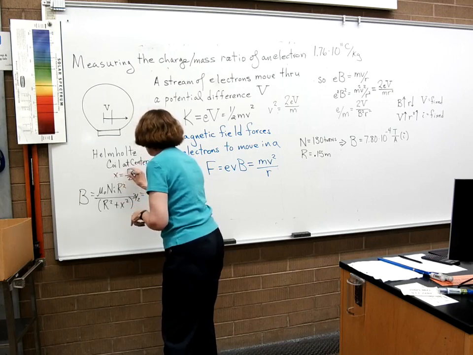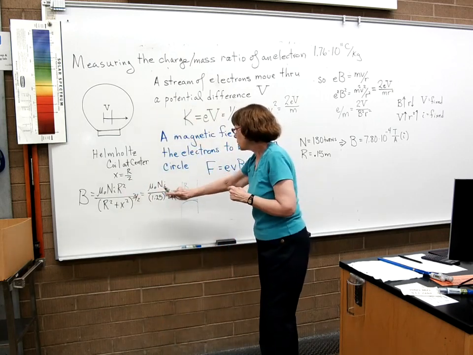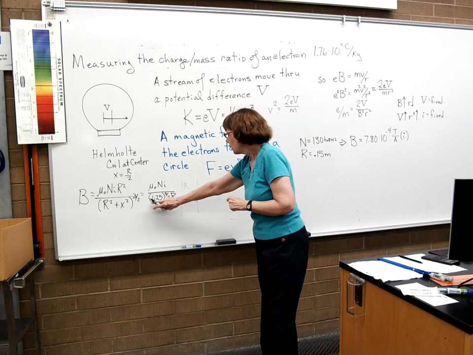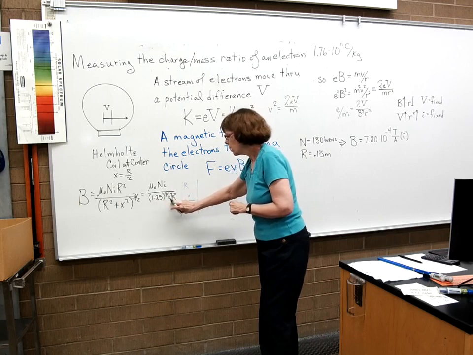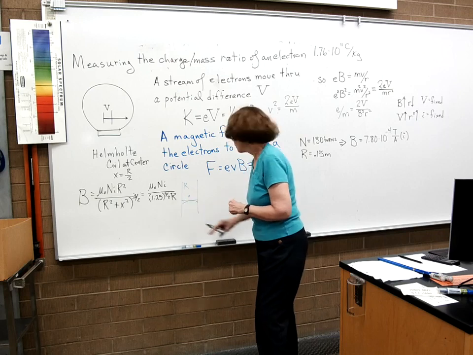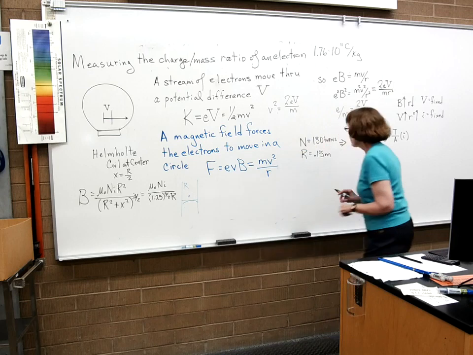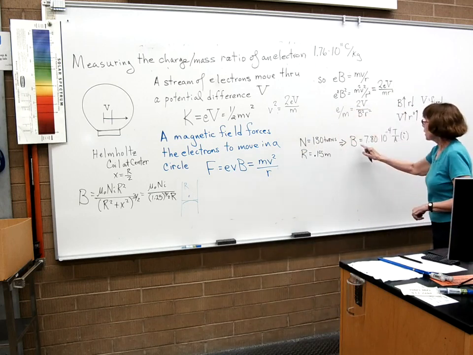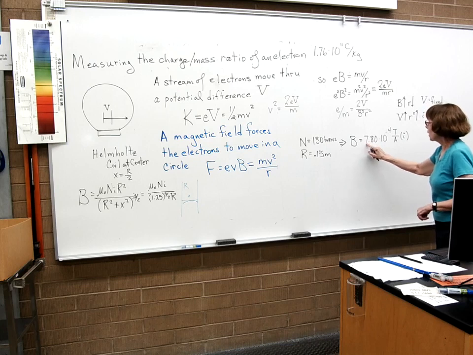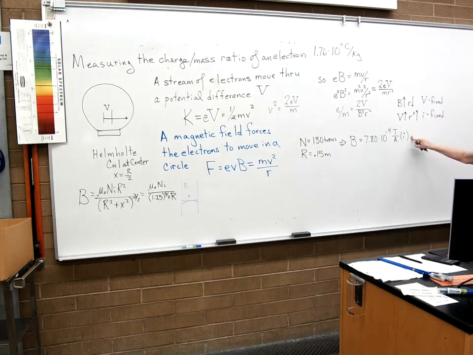X is equal to r over 2. We get the permeability of free space, the number of turns, the current, over 1.25 to the 3/2 times the radius. Plugging in the values for what our Helmholtz coil happens to be, we get that the magnetic field is 7.8 times 10 to the -4 Teslas per amp times whatever current we have.